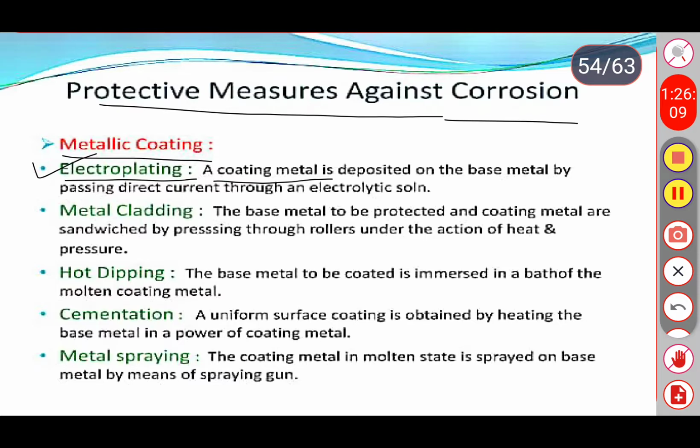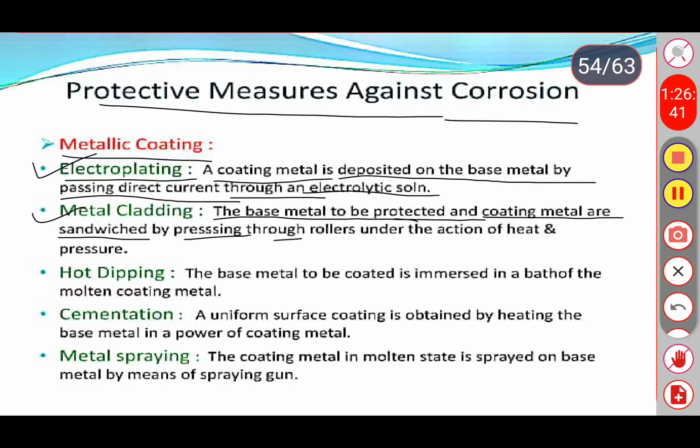Second one, metal cladding. What do you mean by metal cladding? The base metal to be protected and the coating metal are sandwiched by pressing through rollers under the action of heat and pressure. Like this also we can prevent corrosion.